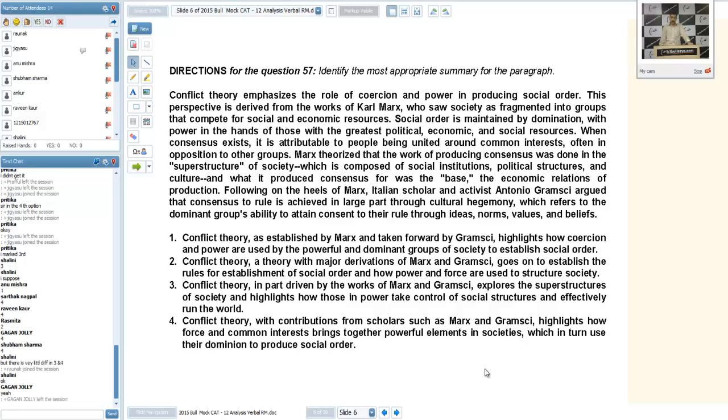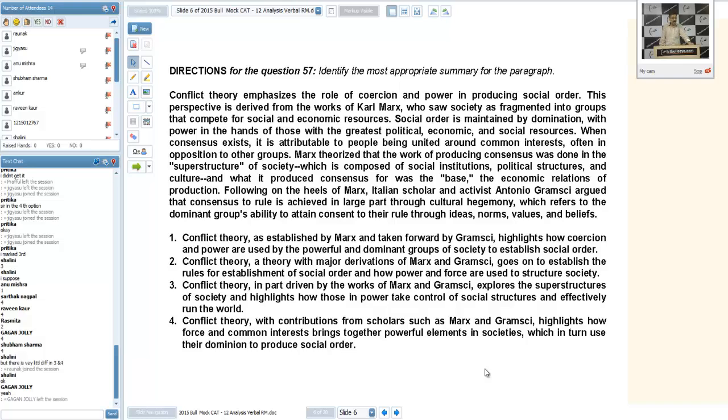Okay guys, so what's the answer to this question? It says that conflict theory emphasizes the role of coercion. Coercion is a very strong keyword here. Do we know the meaning of the word coercion? Because unless we know the meaning of coercion, we cannot solve this question. Yes, coercion is unjust use of force. You compel somebody to do something. It's coercion and power in producing social order.